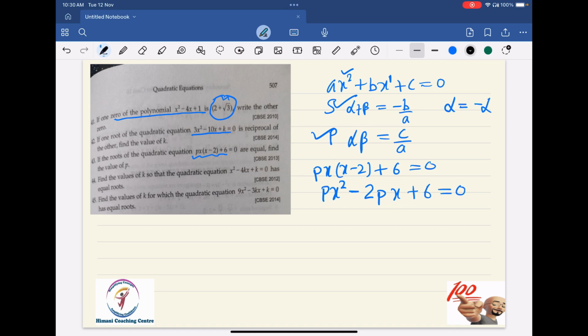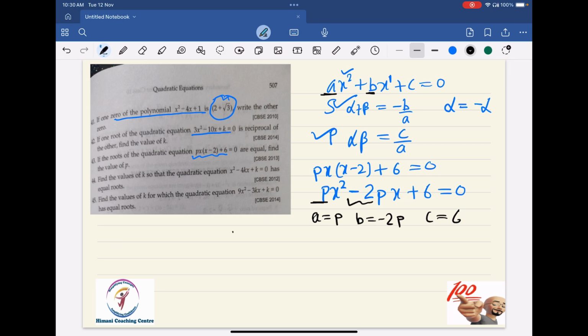Now again, I have to see what is the coefficient of x square, so a here is p. What is b, the coefficient of x, which is minus 2p? And c, which is the constant, is 6. Now the question says if the roots of this quadratic equation are equal.